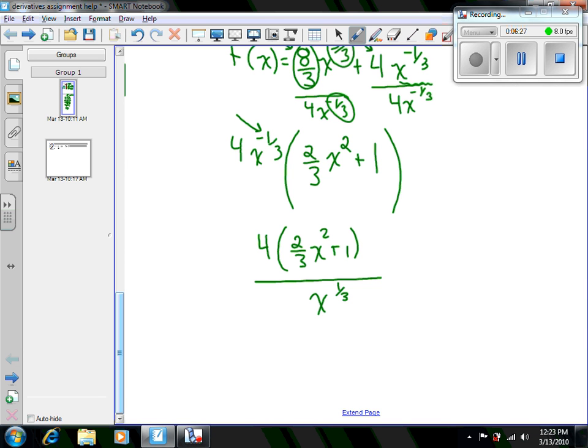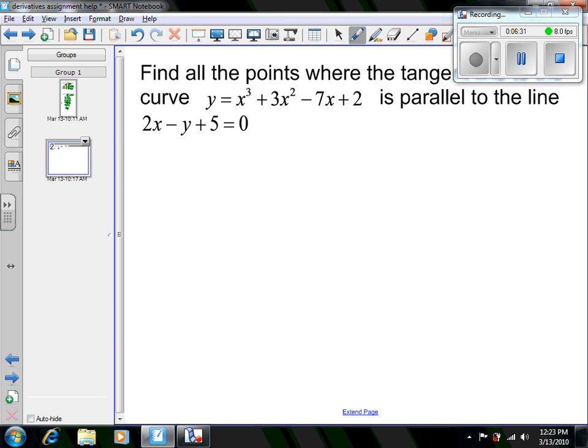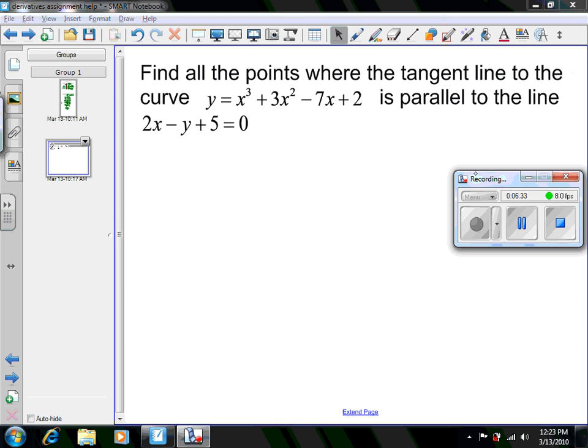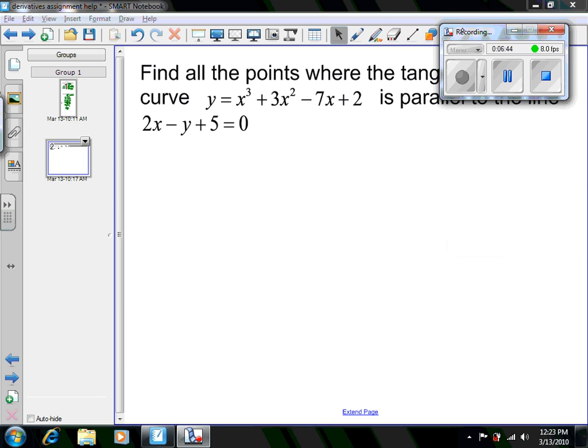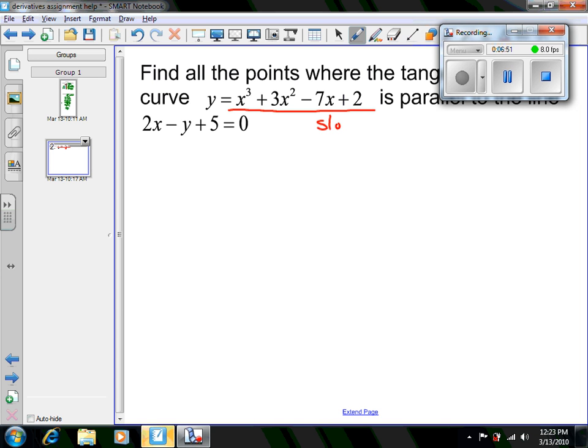I think I have enough time for the last question that's on your exam or on your assignment. And this question reads, find all the points where the tangent line to the curve y equals x cubed plus 3x squared minus 7x plus 2 is parallel to the line 2x minus y plus 5 equals 0. So your strategy, if the lines are parallel, then the slope of the tangent line is equal to the slope of this line.